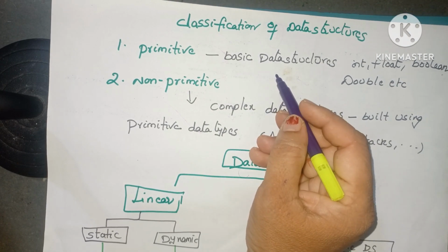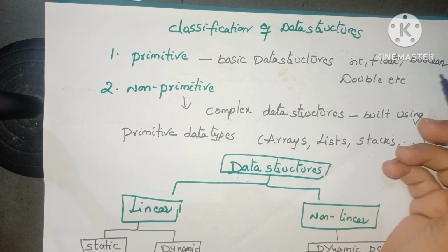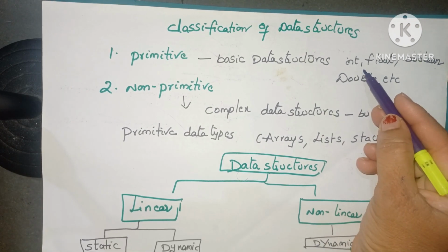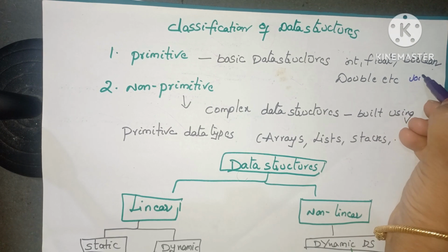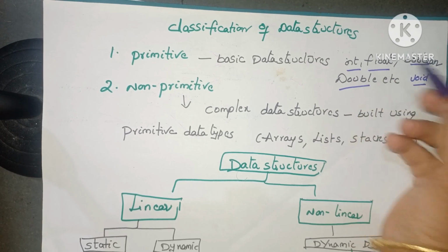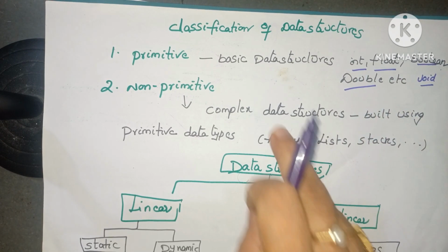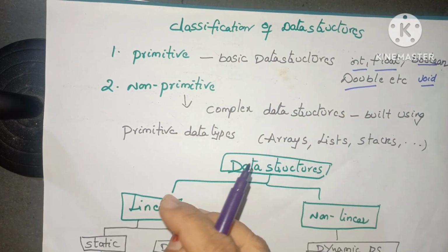Basic data structures means a collection of data using general primitive data types, built-in data types like integer, float, boolean, double and void. Using these data types, they collect the information and store it in a proper order, that is called a basic data structure. Primitives, built-in data types.